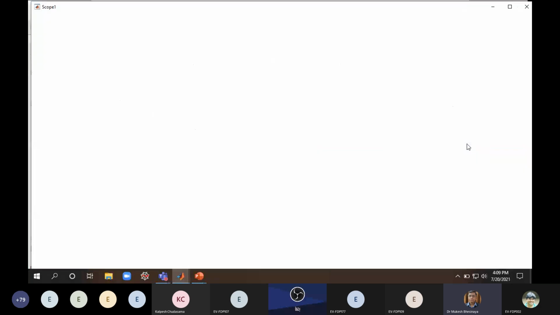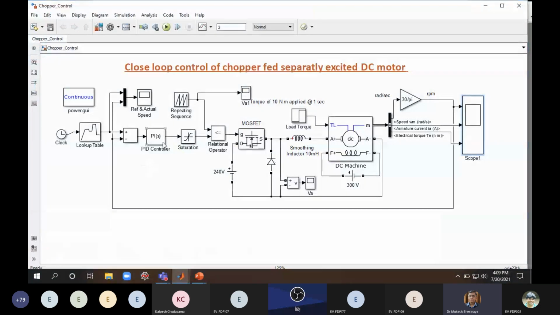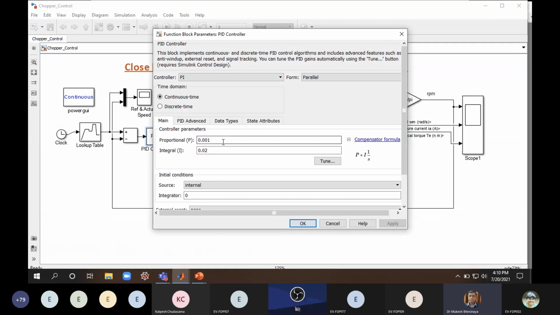So here, if I just open this, there are various signals you have. The first one is the speed, the second one is the armature current, and the third one is the torque. You find some bumps here, and that depends upon how you tune your PI controller. Ultimately that controller is generating the reference signal. So in a PI controller you need to specify the values of a proportional and an integral gain.